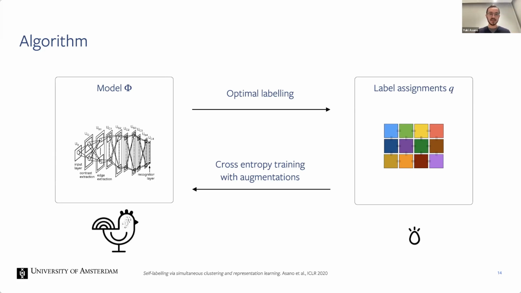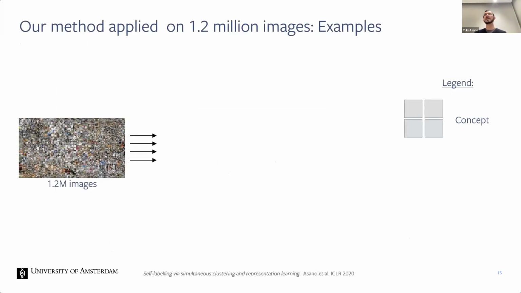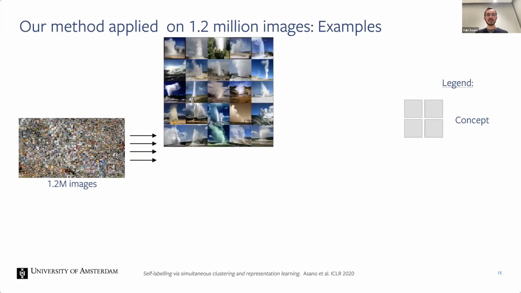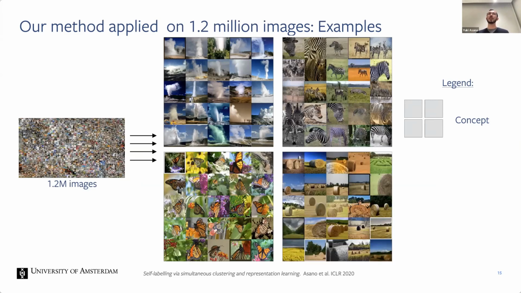So let's take a look at some qualitative results. We can take ImageNet and simply look at what kind of concepts or clusters some images belong to. So for example, these images have all been found to belong to one particular cluster. And of course, we can recognize it as the concept or the cluster of a geyser. And similarly for the zebra cluster or the butterfly cluster and the ball of hay cluster, because why not?